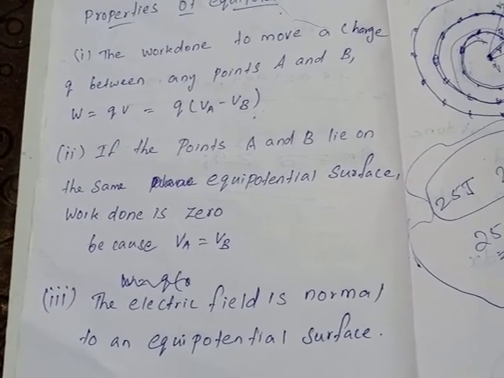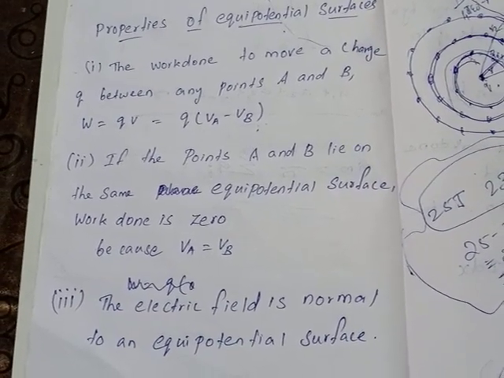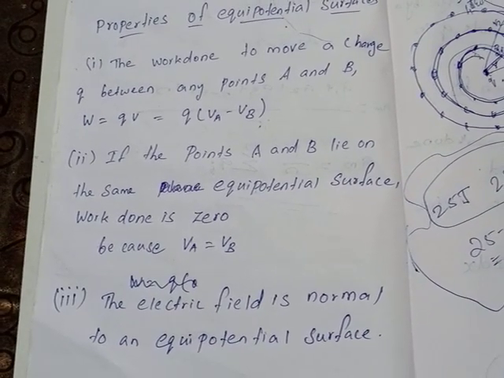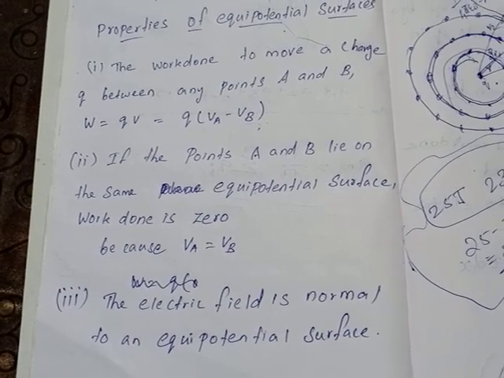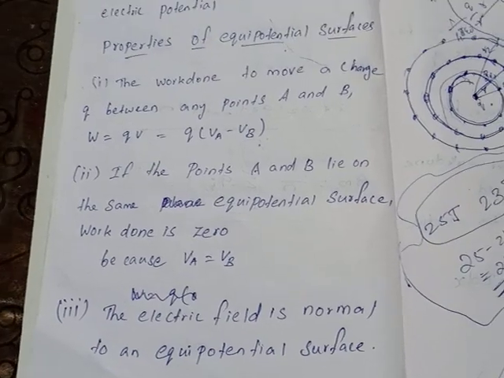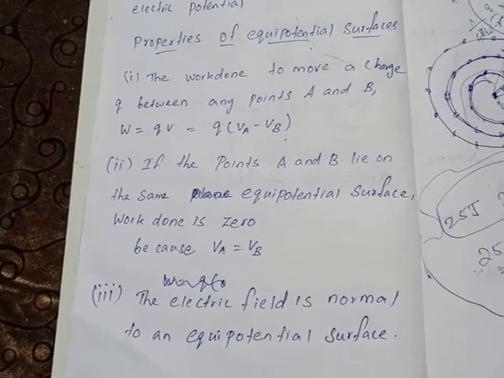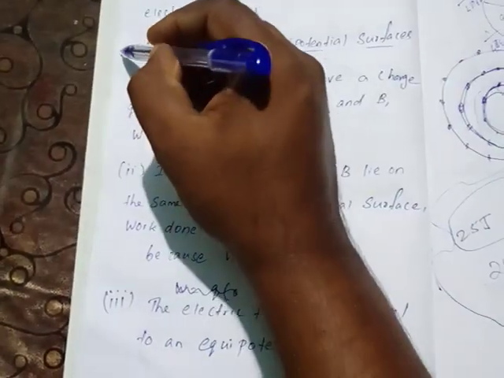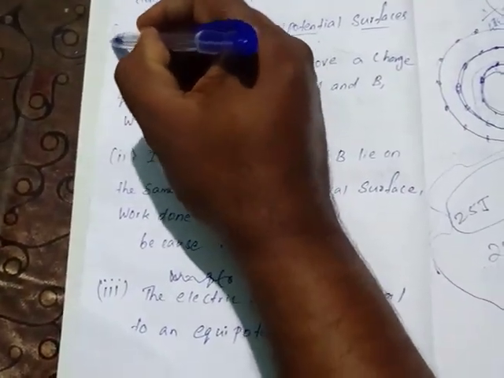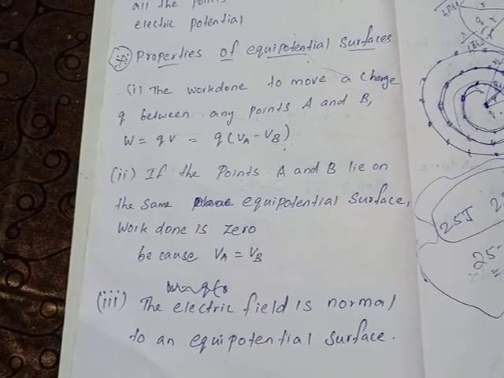Now the third property of this equipotential surface is, the electric field is normal to an equipotential surface. Electric field is normal to an equipotential surface. So learn these 3 points. This is one of the important 3-mark questions. So take a screenshot of this and study this.